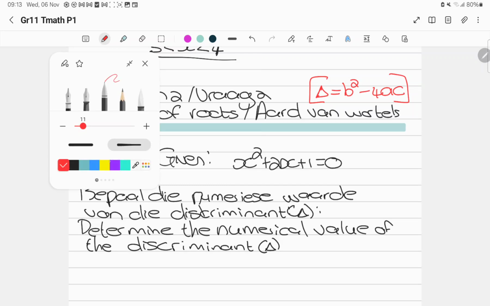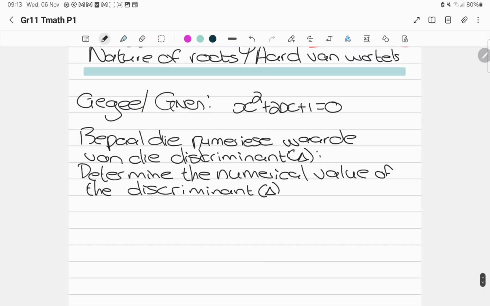Alright, so let's read question 1. They say, bepaal die numeriese waarde van die discriminant. So, calculate the numerical value of the discriminant. The fact that they are asking for a discriminant immediately tells me that I have to use what they have given me, which is this part. I need to take this part they gave me here and calculate the discriminant.